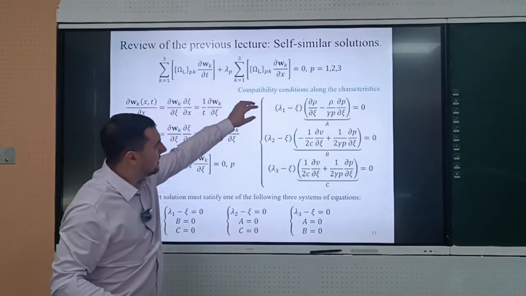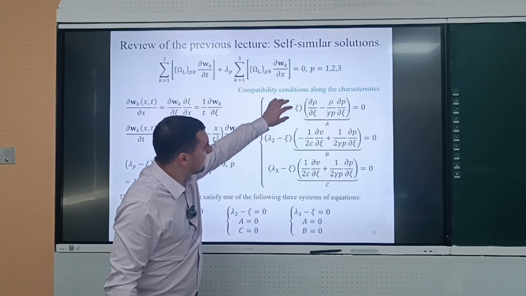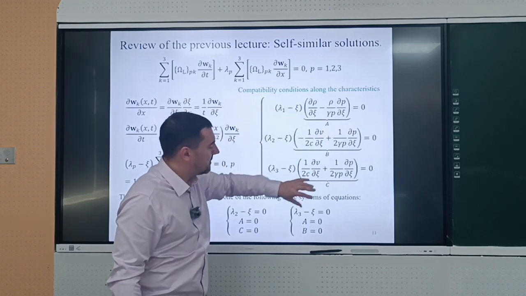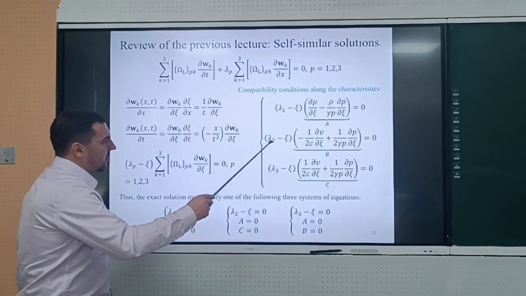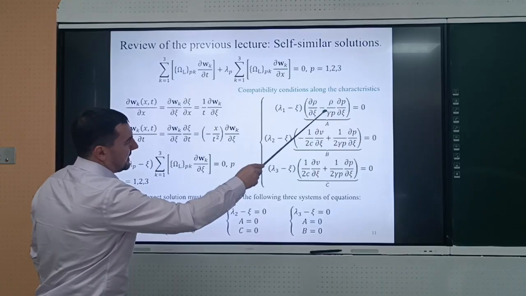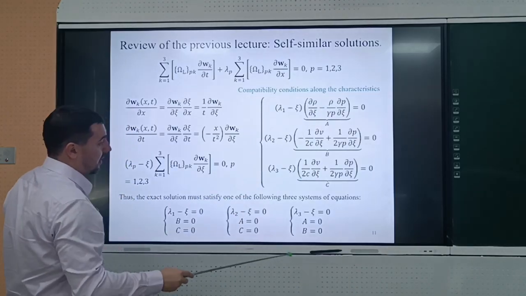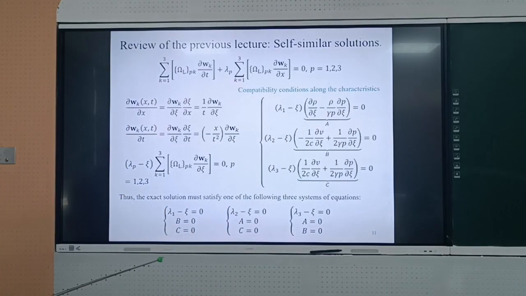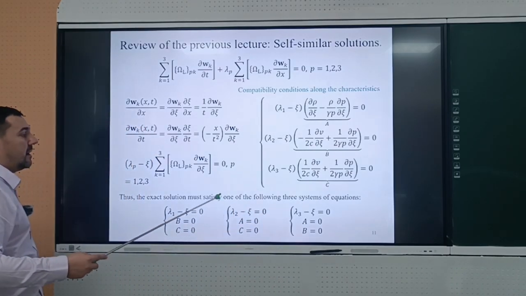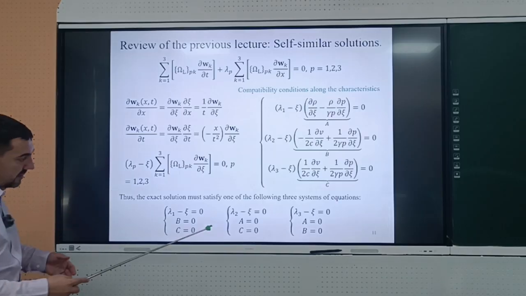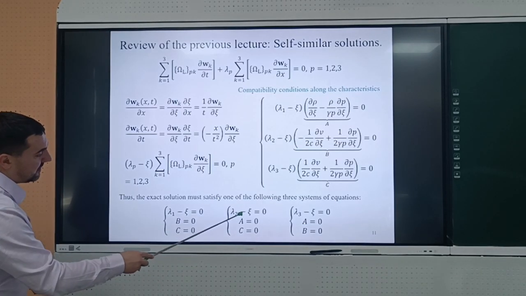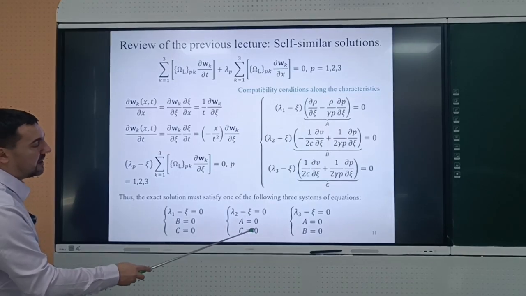So either lambda 1 minus xi equals 0 and expressions in two parentheses equal 0, or lambda 2 equals xi and expressions in parentheses here and here equal 0, or the third option. And that's it, because they all together should equal 0. And as an example, we consider this second case: lambda 2 minus xi equals 0, a equals 0, and c equals 0.